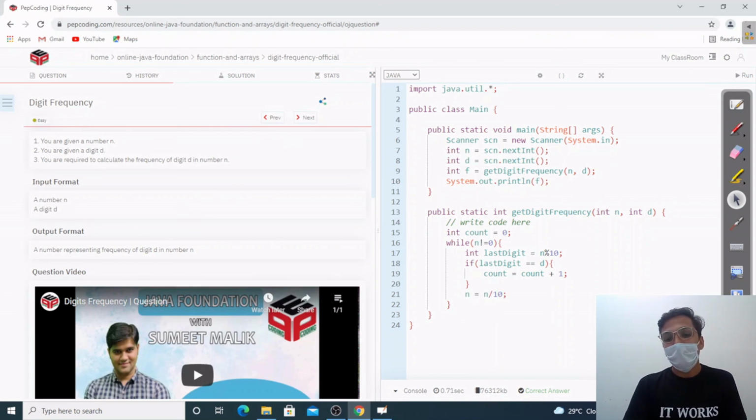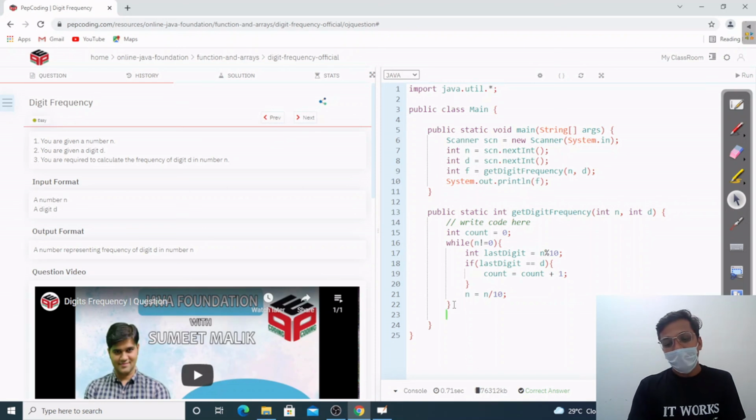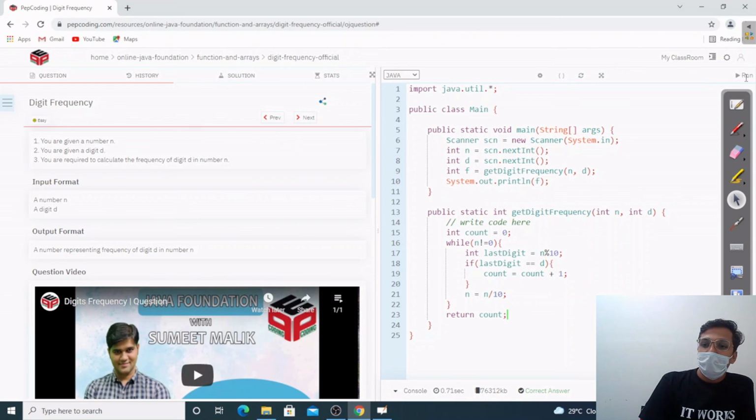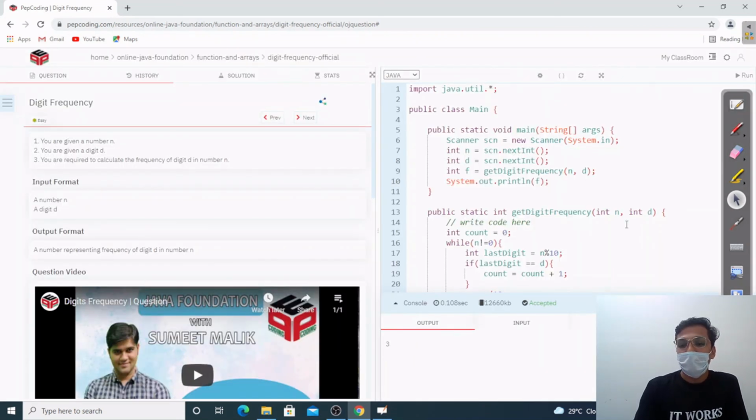This is the most basic error that beginners face, that they don't reduce this number. So this is the most important step. After that, we return the answer, count. So let's run this program. Our program got accepted.